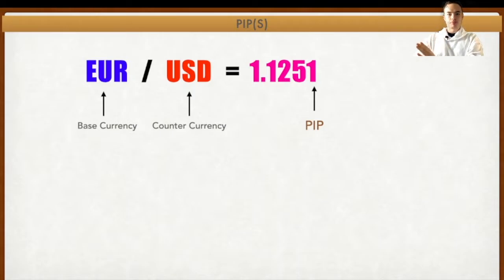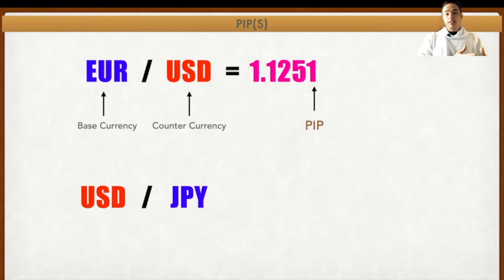11,251 pips. So if the price increases from 1.1251 on Euro USD till 1.1252, that is a 1 pip difference. That is a 1 pip move. Even if it decreases 1.1251 down to 1.1250, that is still a 1 pip move. Just the opposite side. Remember, in trading you can buy and sell.